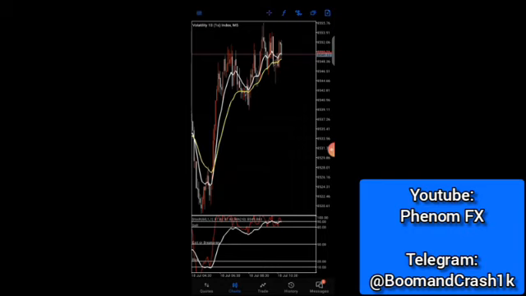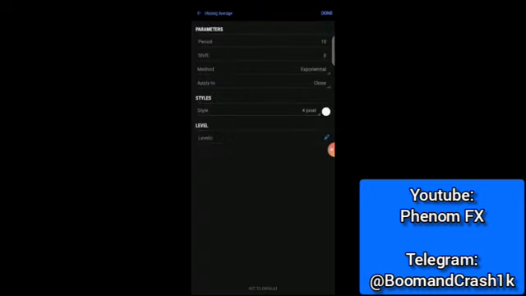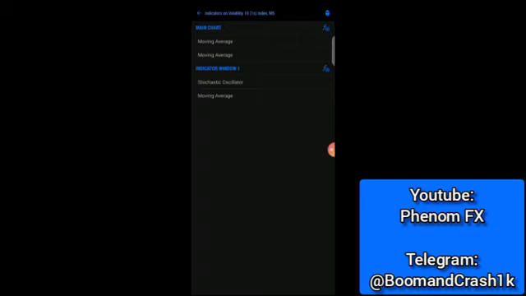Now, lastly, let's dive into the indicator settings so you could see how to set it up on your charts. Let's go. You have to take a quick screenshot of what you see here. The first moving average settings is 10, shift 0, method exponential, apply to close, 4 pixel, white. The second moving average is 25, shift 0, exponential, close, 4 pixel, yellow, depending on the color of your background.